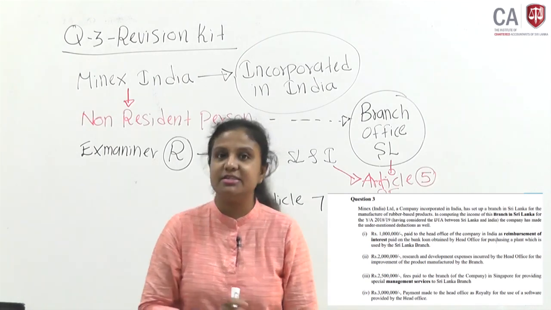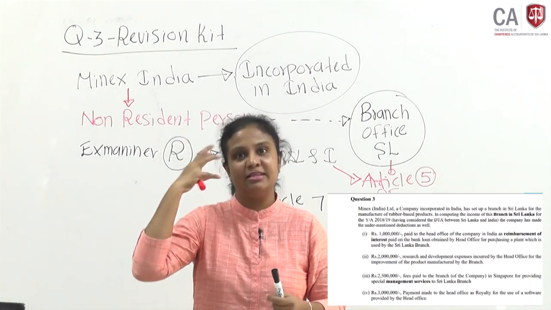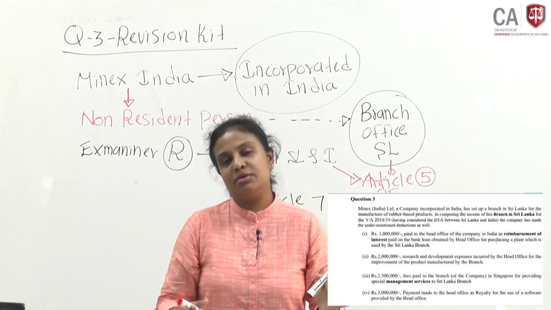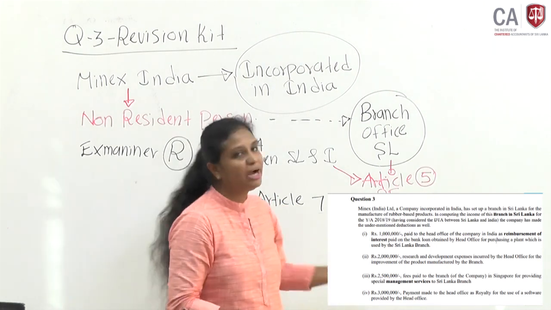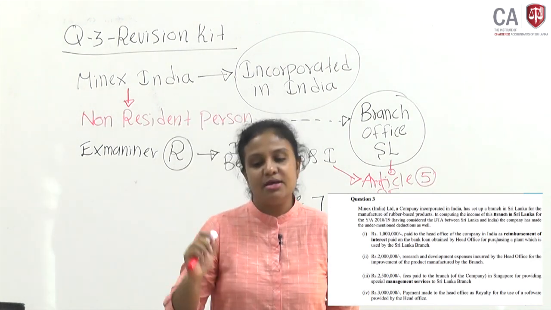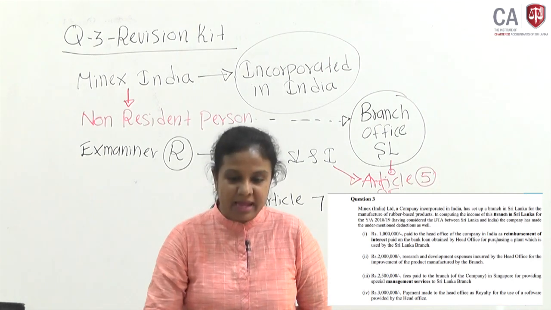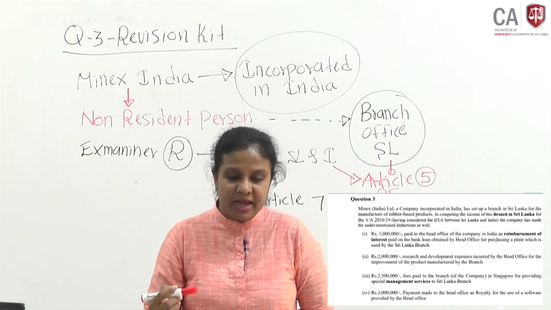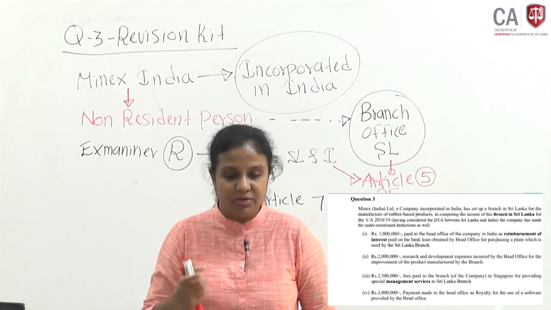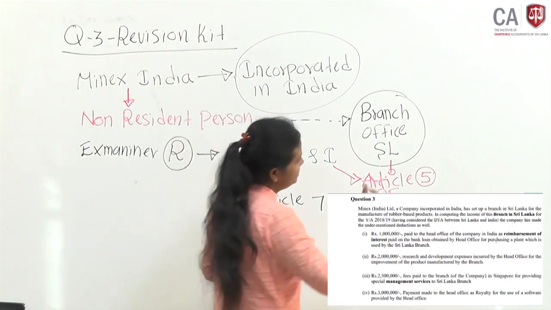When reading the questions, you all take these things as irrelevant factors and think, this is a head office expense, that should be disallowed. It may be disallowed, may not be disallowed, but you should analyze this. It very clearly says rupees 1 million paid to the head office of the company in India as reimbursement of the interest paid on the bank loan obtained by the head office. What is the purpose? For purchasing a plant which is used by the Sri Lankan branch. It's very clear.